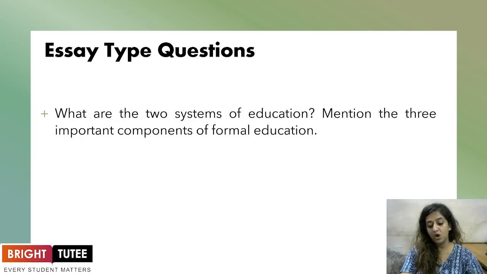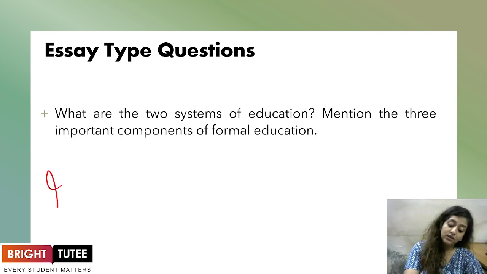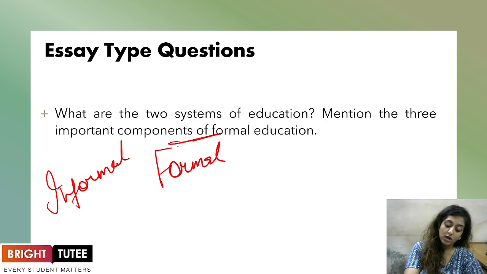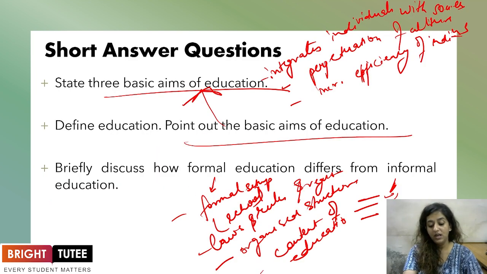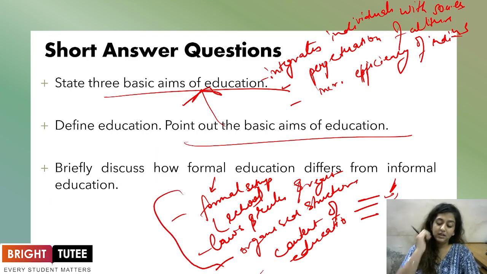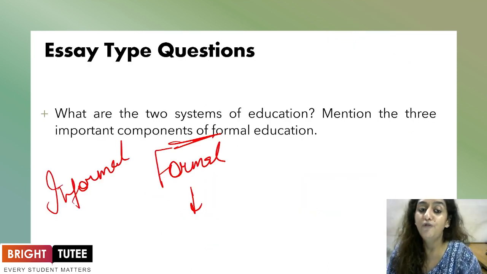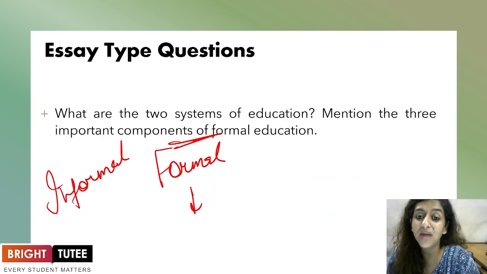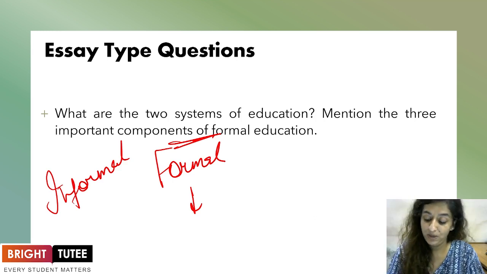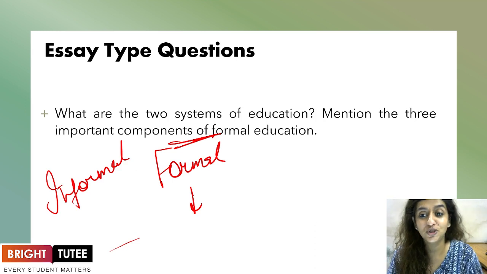Mention the 3 important components of the formal education system. We have just talked about the informal and the formal education system being the 2 types of education system, and we have talked in the previous slide about the 3 basic aspects of the formal education system, and hence the components, so we will be able to answer this question.